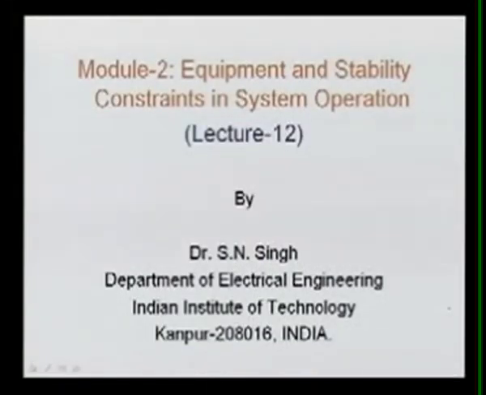Welcome to lecture number 12 of module 2. In lecture number 11 we saw the voltage stability for the radial system, and that we can analyze if a system is radial by the PV curve.